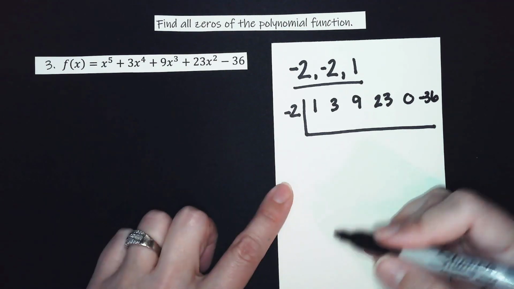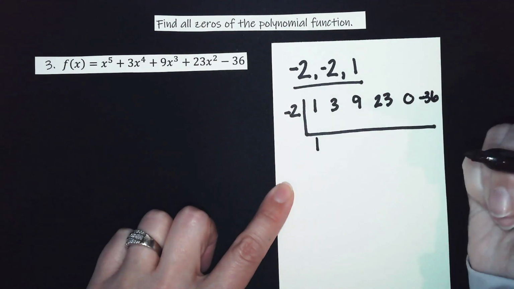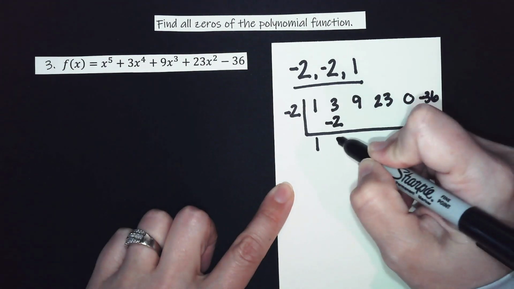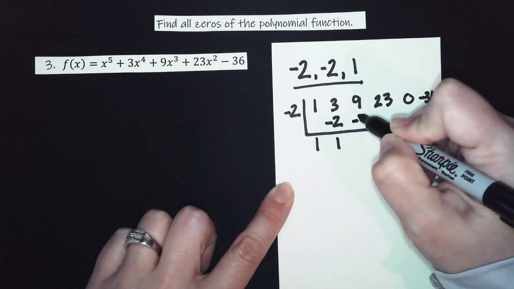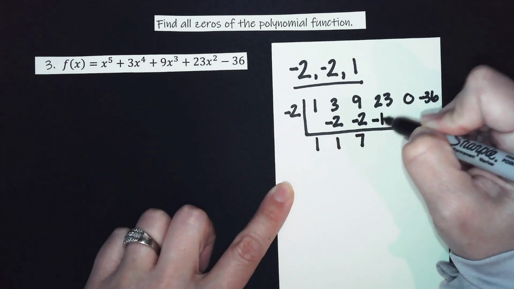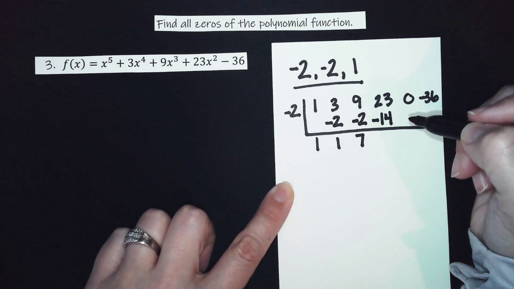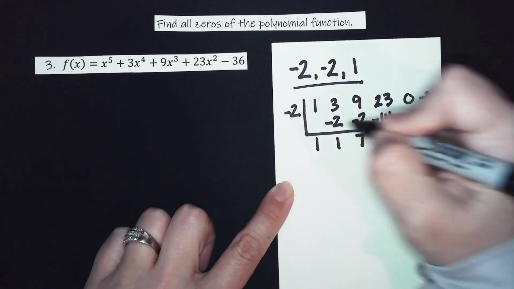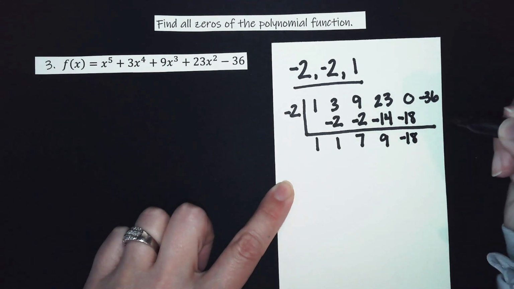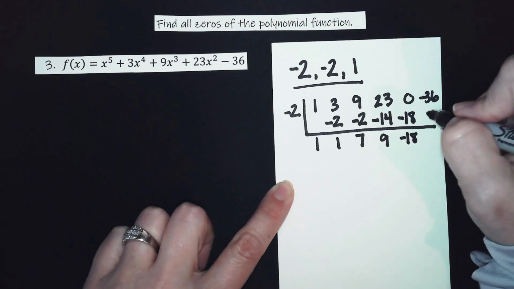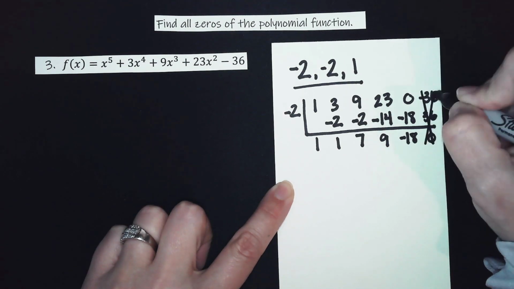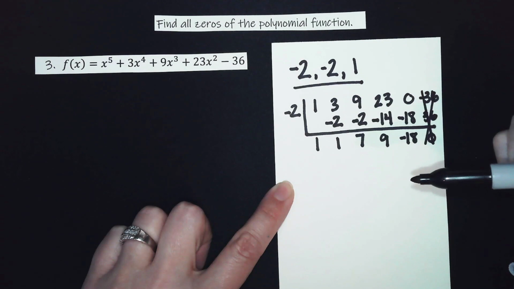Okay? We bring down the 1. 1 times -2 is -2. 3 plus -2 is 1. 1 times -2 is -2. Add that to 9. 7 times -2 is -14. Add that to 23, and you get 9. 9 times -2 is -18. Add the 0, -18. Multiply that by -2, and you get a +36. They add to 0. So that means my remainder was 0, which shows that -2 was a solution.